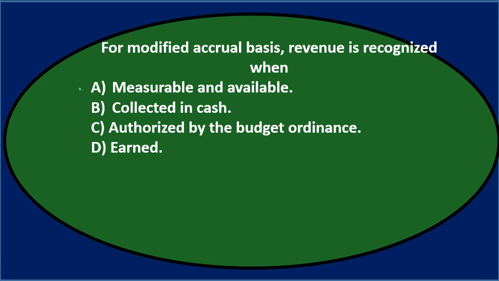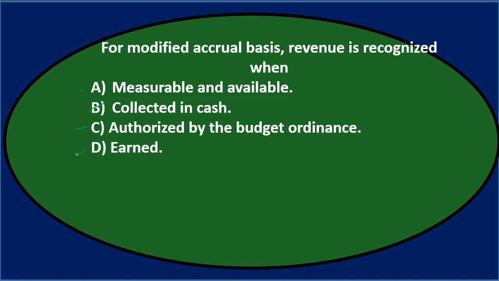I'll keep that. B says collected in cash. That would be more of a cash basis. This is some kind of accrual, a modified accrual, so I wouldn't think it would be just cash collection, or else it would be a cash basis. C, authorized by the budget ordinance. Authorized, possibly doesn't seem right, but I'll keep it for now. And then D says earned, which is kind of like the accrual basis. You would think when it would be earned, we would recognize it under accrual.